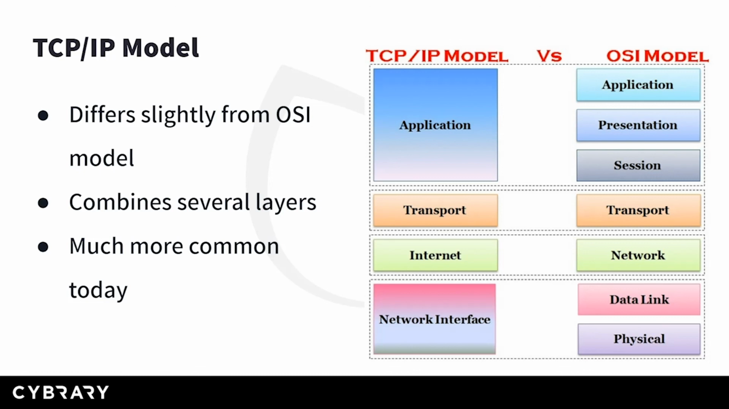Lastly, layer 1 is the link layer. This combines layers 2 and 1, data link and physical, from the OSI model. And on the right, we've got a nice graphic here showing how those layers line up.